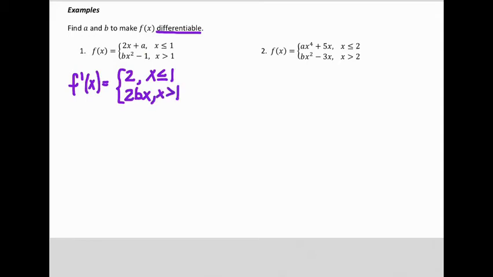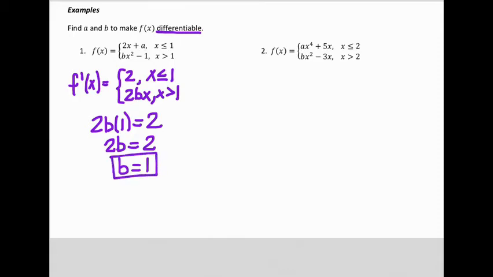So now that we have the derivative, the derivative from the left should be equal to the derivative from the right, where this is split at x equals 1. So let's plug in 1 for x and set it equal, since these two derivatives from the left and the right would have to be equal when x is equal to 1. This is a nice simple equation to solve for b. Now this is great that we now know b equals 1, but what about a?